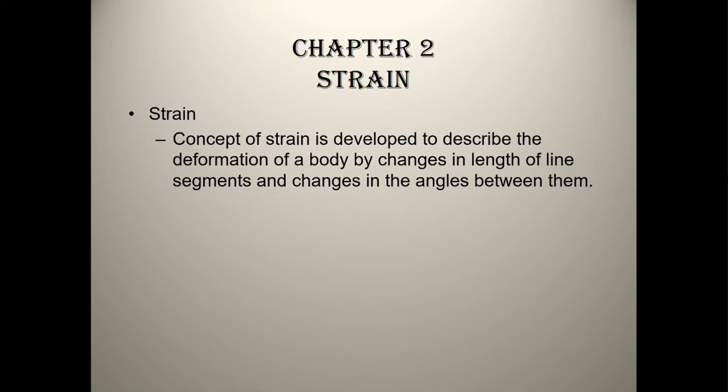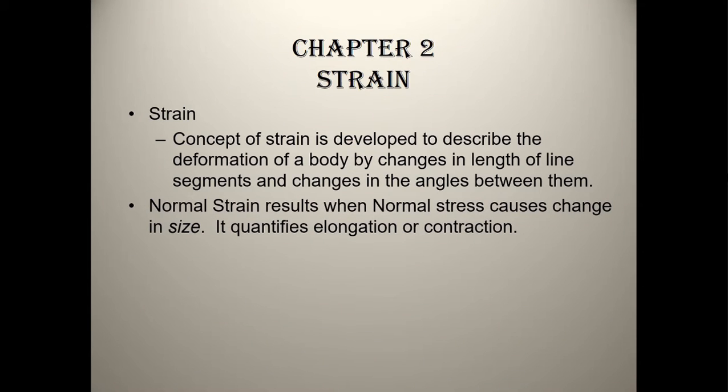The concept of strain is developed to describe the deformation of a body by changes in length of line segments or changes in the angles between them. That's what you just saw. So epsilon and gamma. And the next thing I'm saying there is normal strain results when normal stress causes change in size. So I gave you the example. You had the member, you had the axial force acting on it. It causes normal stress, all right, but it also causes an elongation, or if it was a compressive force, it will cause a contraction. If it is an increase in length, it is called positive. If it is a decrease in length, a contraction, it is called a negative normal strain.